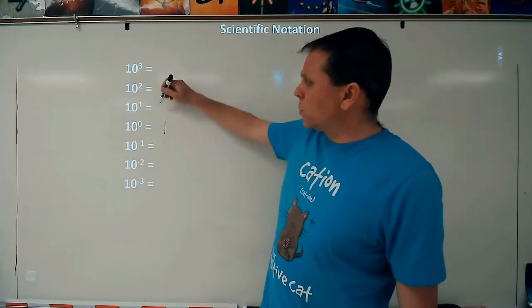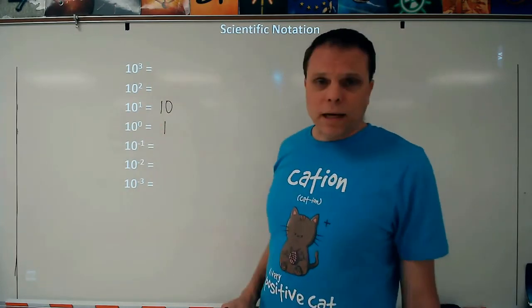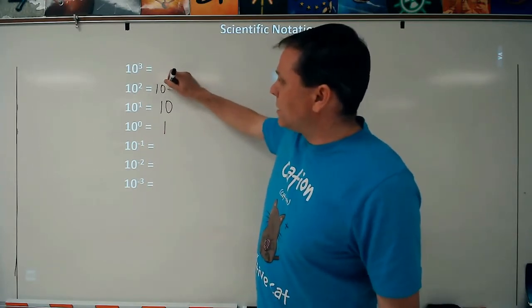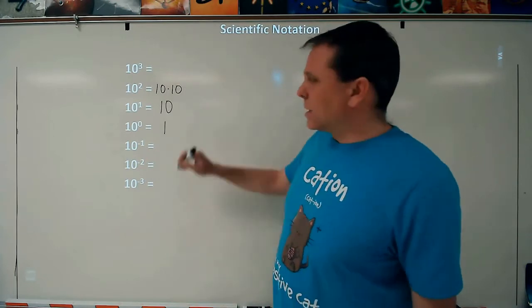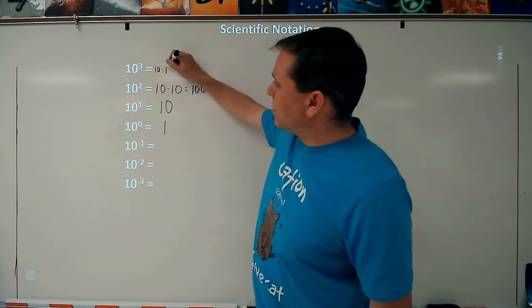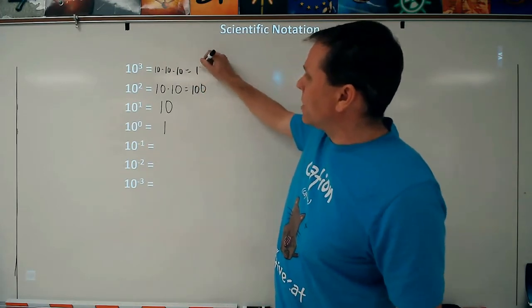10 to the 0 power is 1. 10 to the first power, well, it's 10, just one 10, right? So that's 10. 10 to the second power, that's 10 times 10, right? And so that's going to be equal to 100. And if we did 10 to the third, it's 10 times 10 times 10, which is equal to 1,000.